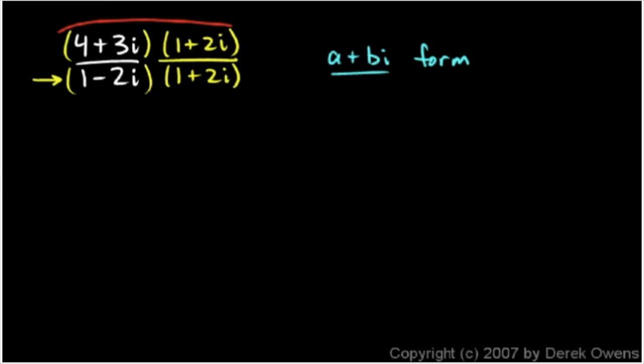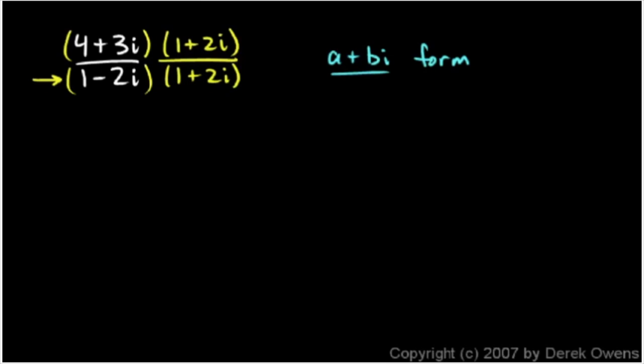I'm going to do a FOIL right there and a FOIL right here, because what I'm doing here is basically multiplying two fractions, this fraction times that one. And so I multiply the denominators and I multiply the numerators. So I'm going to do a FOIL twice. So let's go ahead and do that.